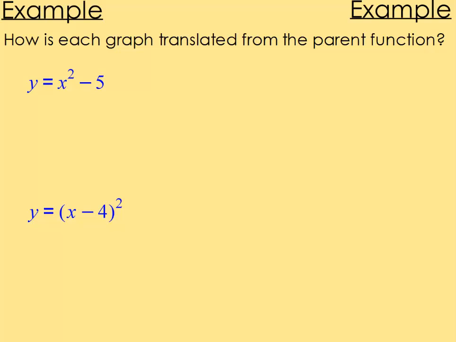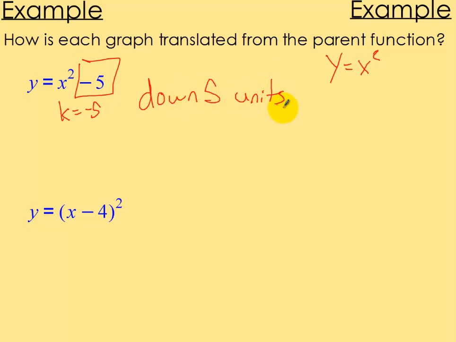Pause the video. Okay, this is just asking how it's translated. So how is the graph going to move from the parent function y equals x squared? Well, the difference here for the first one is I have this minus 5. What is the minus 5 to? That's my k value. And that minus 5 actually moves the graph up and down. Since it's minus 5, it's going to move it down 5 units. That's all you need to say.